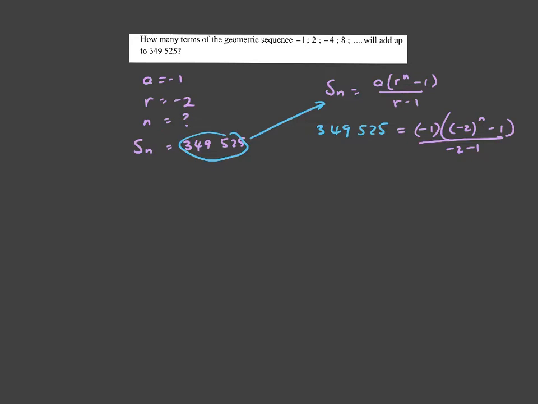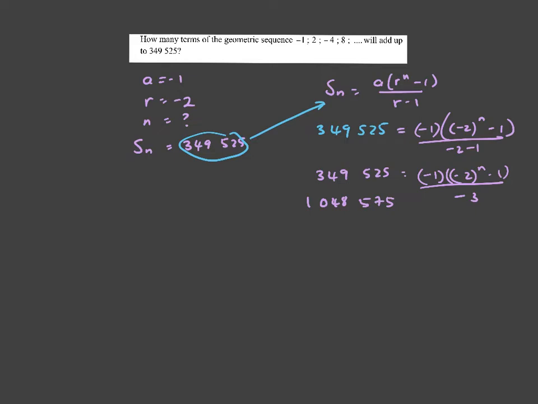So therefore, what do we have? So we've got this 349,525, and then we've got the minus 1, so it's minus 1, minus 2 to the power of n minus 1, and then minus 2 minus 1 is minus 3. You don't need to do all these steps. I'm just doing it for now. So 349,525 times negative 3 is then equal to 1,048,575. Oh goodness, that's a bit high.